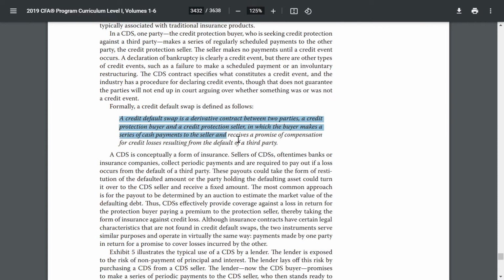A credit default swap is a derivative contract between two parties, a credit protection buyer and a credit protection seller, in which the buyer makes a series of cash payments to the seller and receives a promise of compensation for a credit loss resulting from a default of a third party.